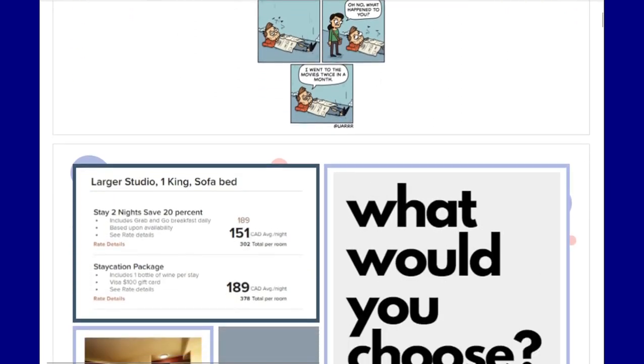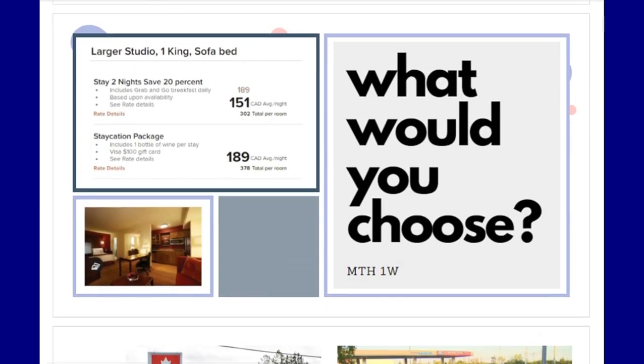Before we get into that, though, I want to go through a little bit of a warm up. What would you choose? You're looking at renting a hotel room, a larger studio, one king with a sofa bed. You stay 2 nights and save 20%, includes breakfast for $151 a night. Or would you choose the staycation package, which includes a bottle of wine per stay and a $100 gift card for $189 per night? What would you choose?